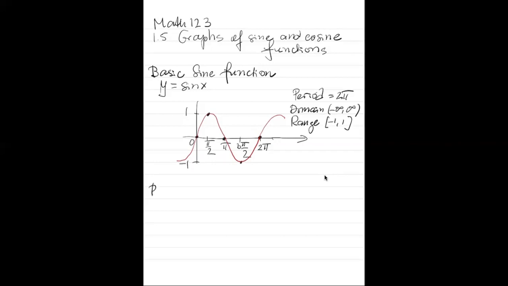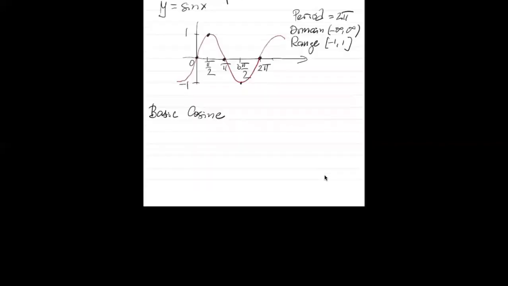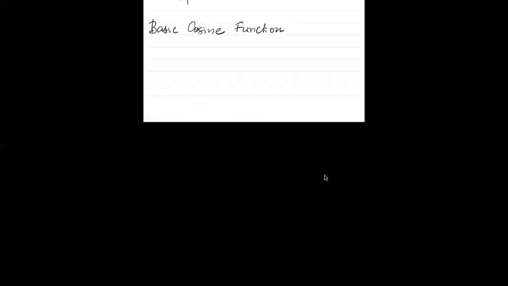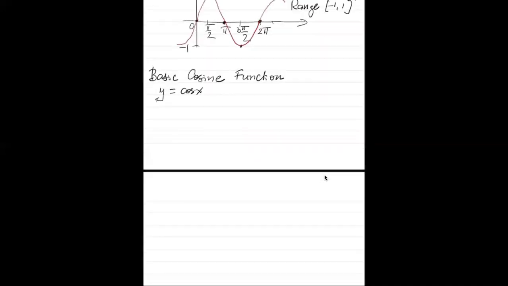Now the basic cosine function, or the parent function for all cosine functions, y equals cosine of x. We're going to graph again in one period first, from 0 to 2 pi. Divide this in half, that's pi over 2, and 3 pi over 2. And we know that the range is still from -1 to 1.